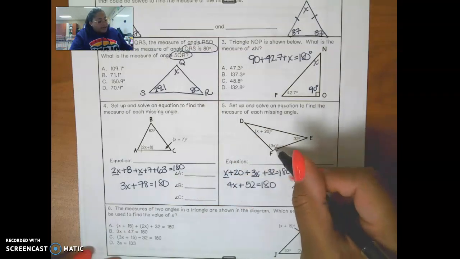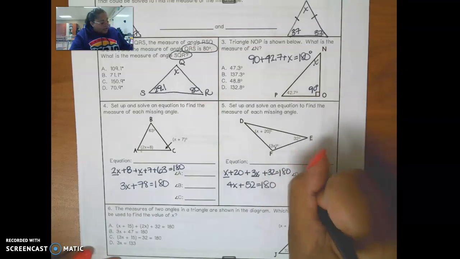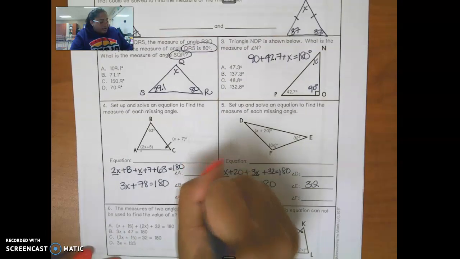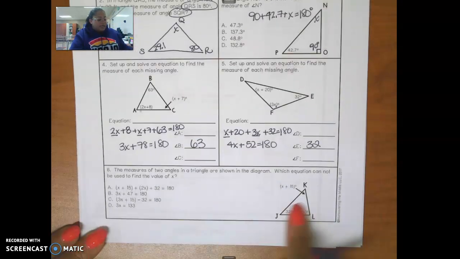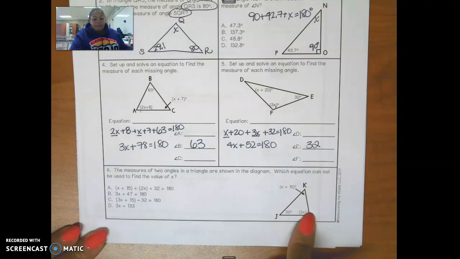I have 3 X's here, and then I'm going to add my X to 20. Angle E is 32 degrees because they give that to me. And angle B over here is 63 degrees. Down here, they want me to set up an equation for solving for X and then the missing angles. Good luck.